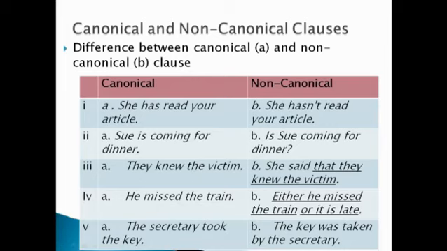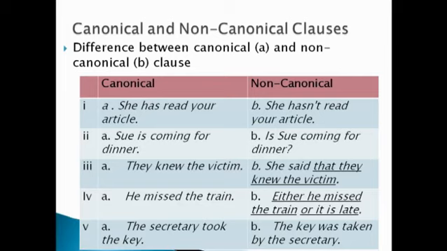So the first thing we conclude is that canonical clauses are always positive. They are never negative. In number two, Sue is coming for dinner is canonical, as in B, is Sue coming for dinner? So we have the difference between an affirmative clause and an interrogative. So we can conclude that canonical clauses are always affirmative.